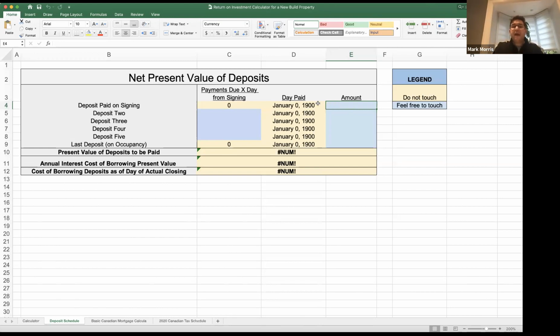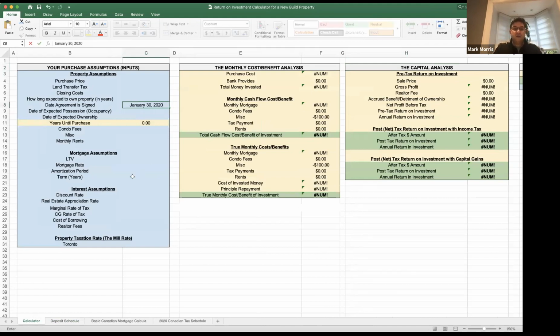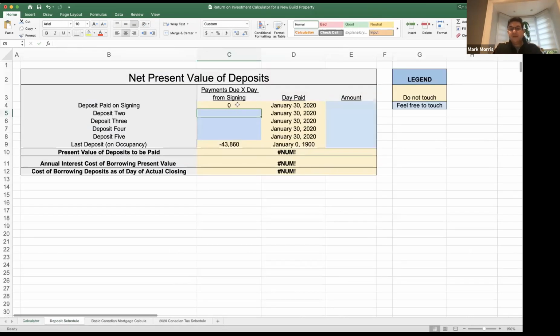Because though we might be paying, let's say that we have a date from signing. I'm going to just put in a quick date for signing. Do we have a date for signing here? Let me see. Date agreement is signed. So let's just put in a day of January 30th, 2020. That's when the agreement was signed. Okay. So we go back here and we see that 0 days from signing is January 30th.